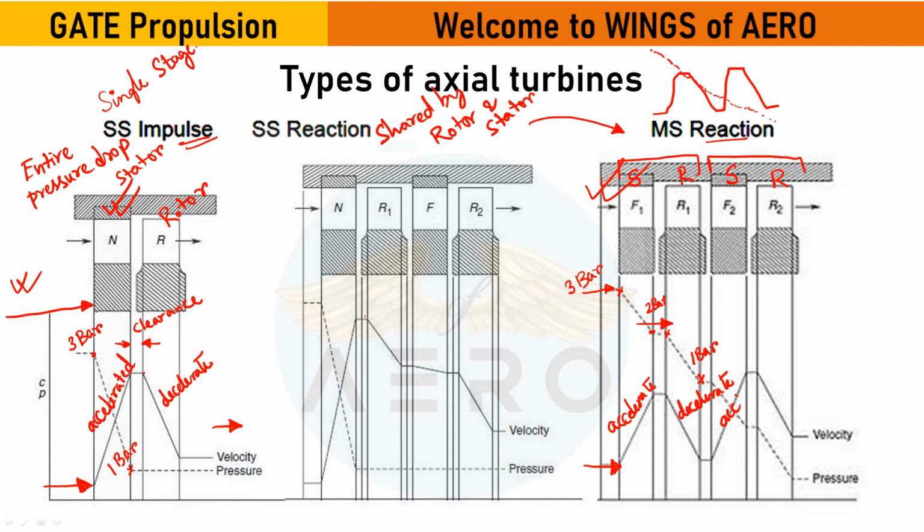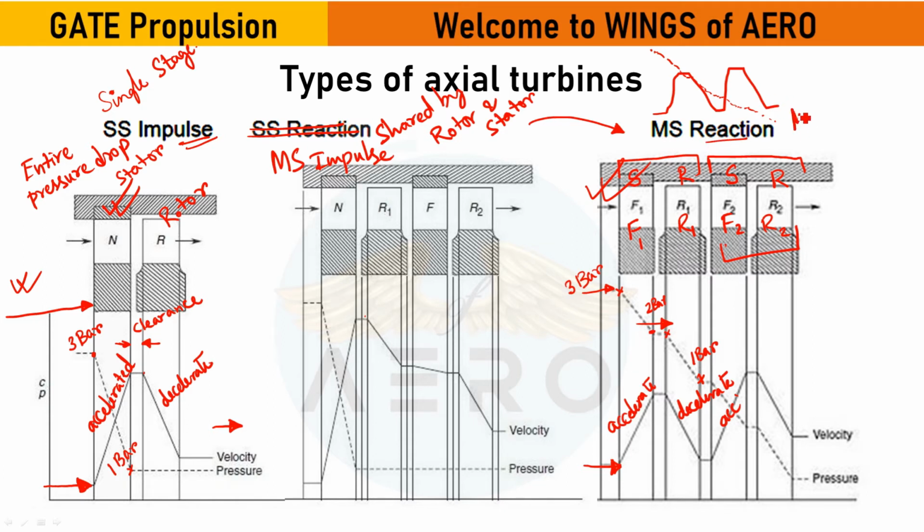Yes, ma'am. Okay, fine. And this is a figure for multi-stage impulse, not for single stage. Okay. Ma'am, what is that F1, F2? F1 is a fixed for the stage 1. R1 is a rotor for the stage 1. F2 is for the stator for the second stage. R2 is the rotor for the second stage. Okay, so that's why we call it MS.